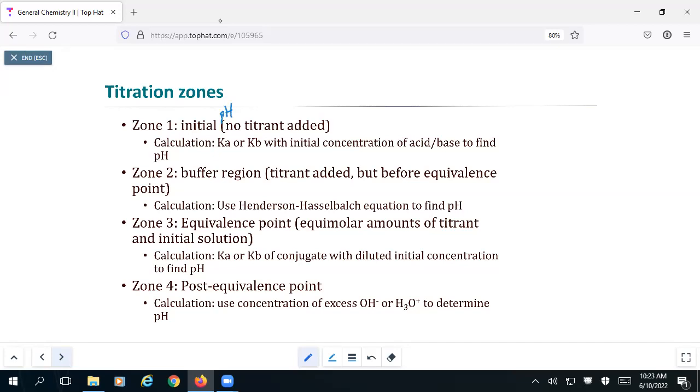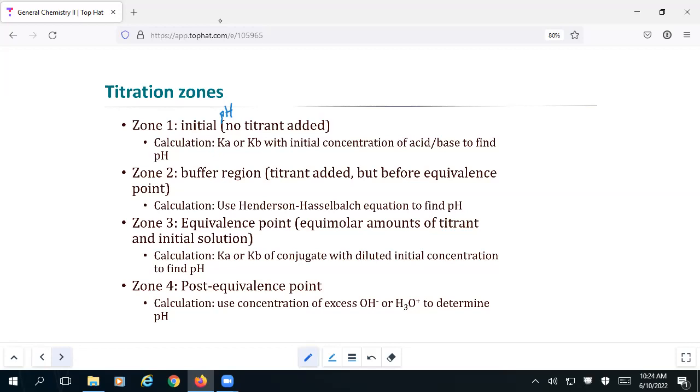So we haven't added any titrant. We are just looking at our substance and its initial concentration, its initial pH. Well, you've done this calculation before. This is just your standard weak acid or weak base equilibrium to find pH. The thing to avoid is just making sure that you don't try to outsmart yourself here. You should be given a Ka value or a pKa, or a Kb value if it's a base.